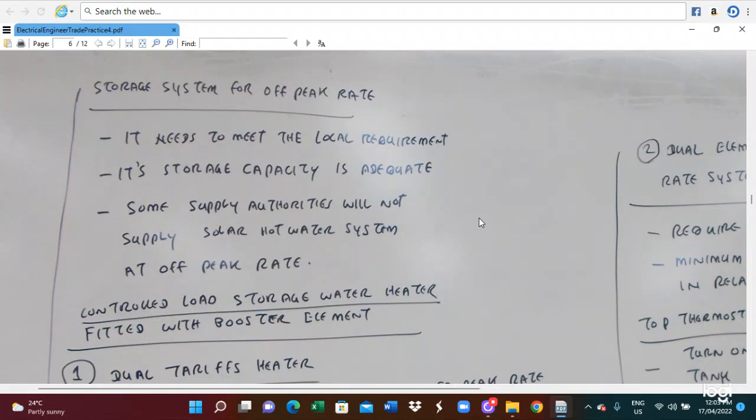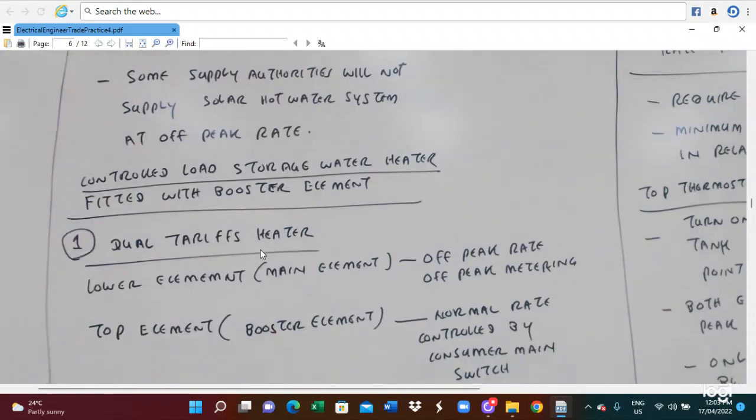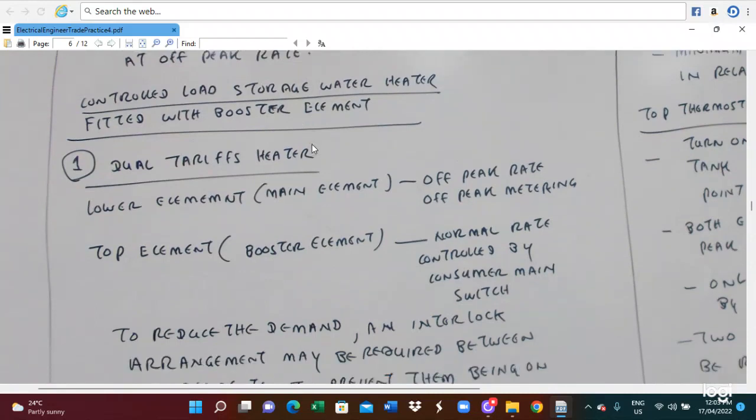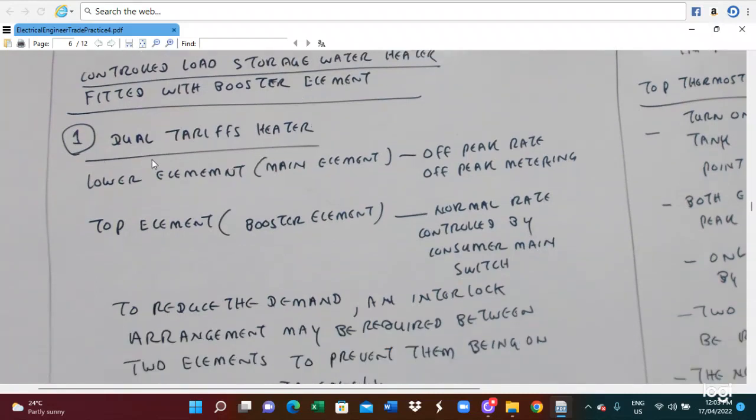So for the storage system on the off-peak rate, we need to meet the local requirement, and check whether the storage capacity is adequate. Some supply authorities will not supply the solar hot water system at the off-peak rate. So here we use a continuous control storage water heater fitted with the booster element. So this is where we use the unitary heater.